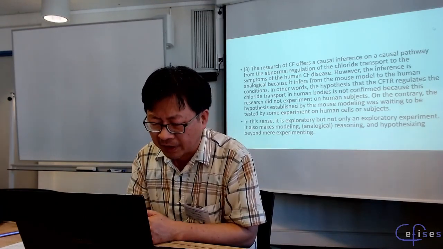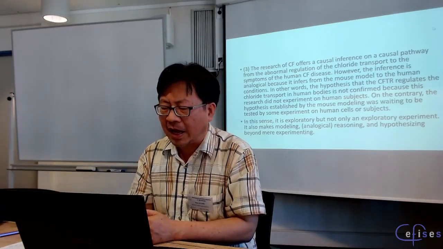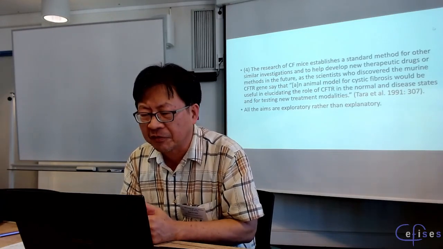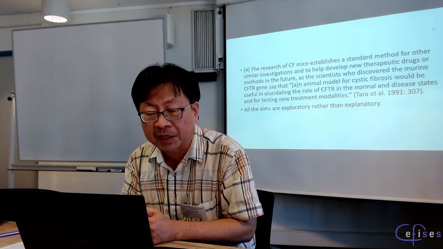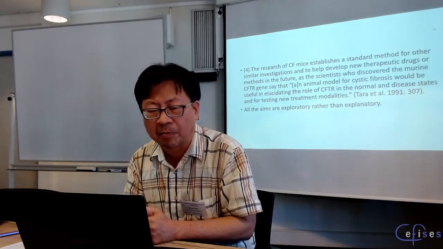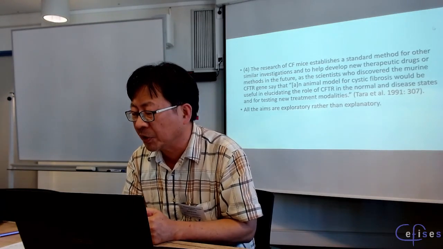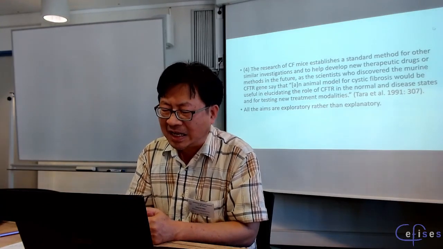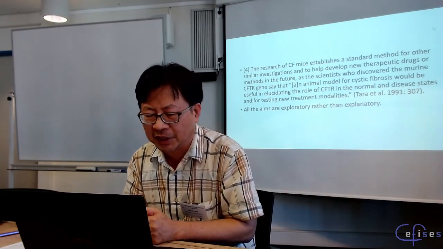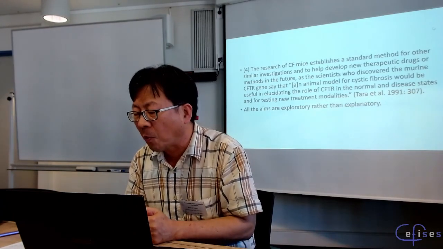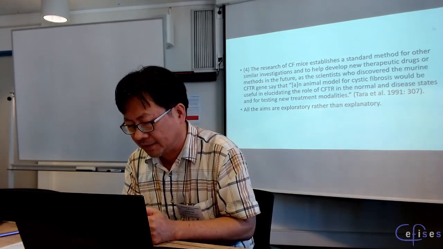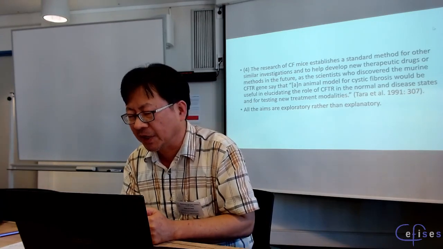It also involves modeling, analogical reasoning, and hypothesizing beyond mere experimenting. Fourth, the research of CF mice established a standard method for other similar investigations to help develop new therapeutic drugs or methods in the future. A scientist who discovered the murine CFTR gene said that an animal model of cystic fibrosis would be useful in elucidating the role of CFTR in normal and disease status, and for testing new treatment modalities. All these aims are exploratory rather than explanatory.